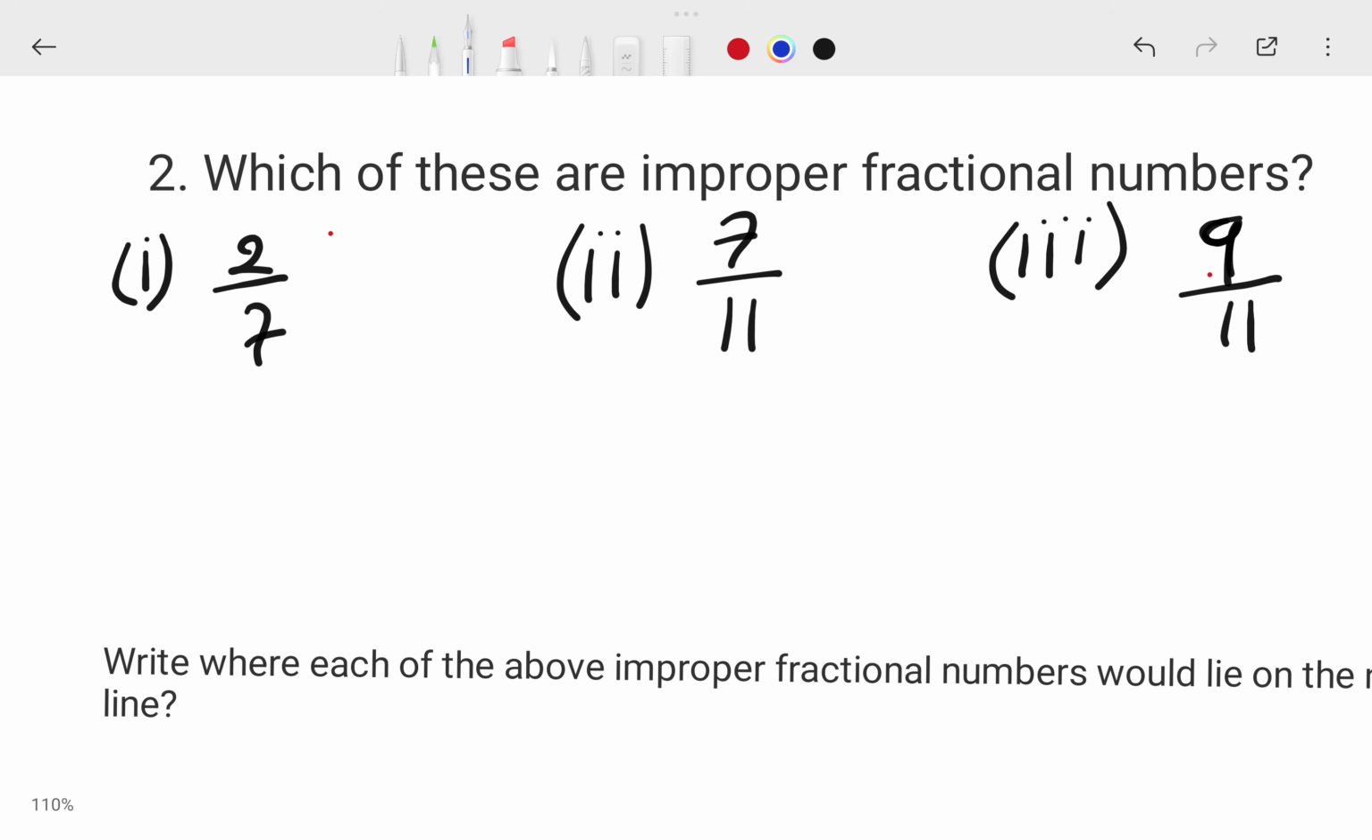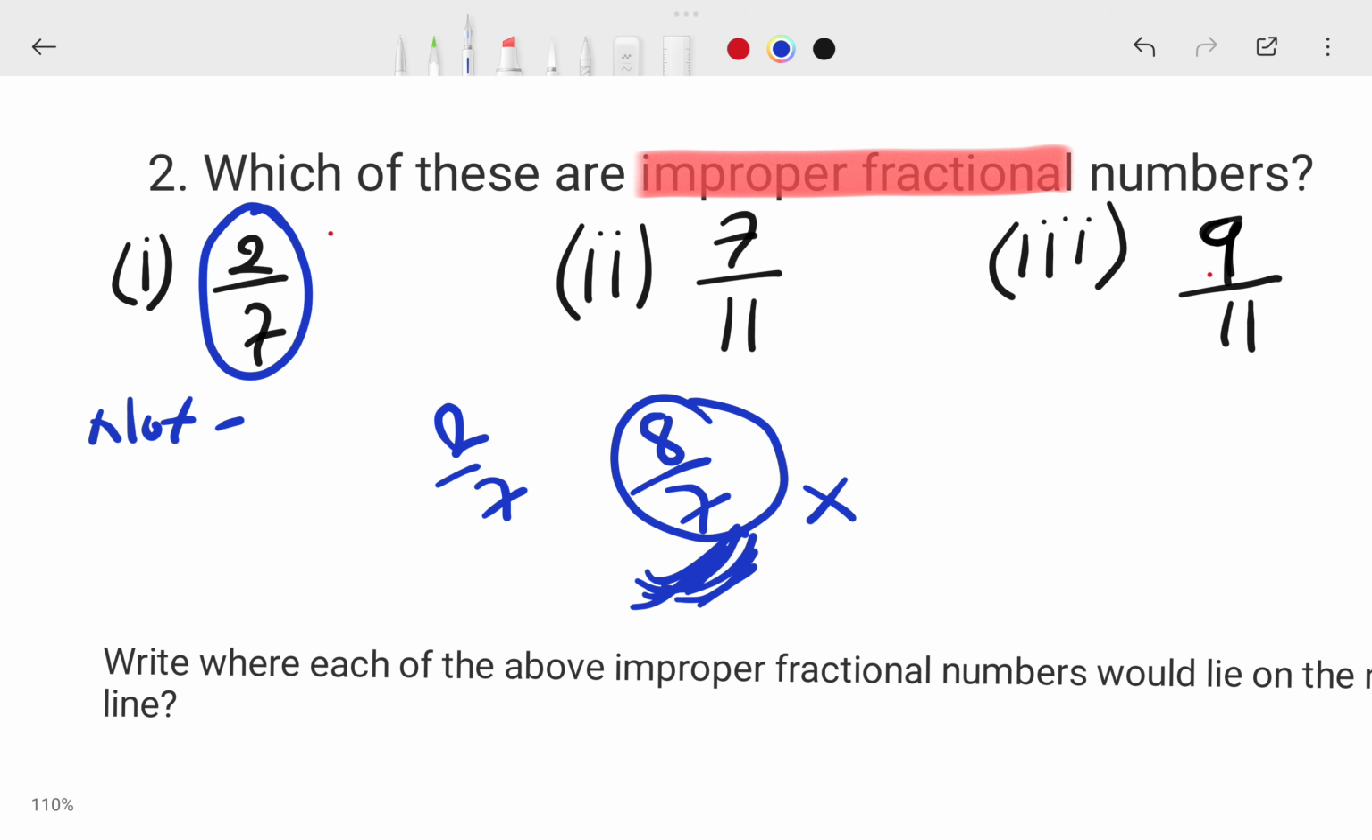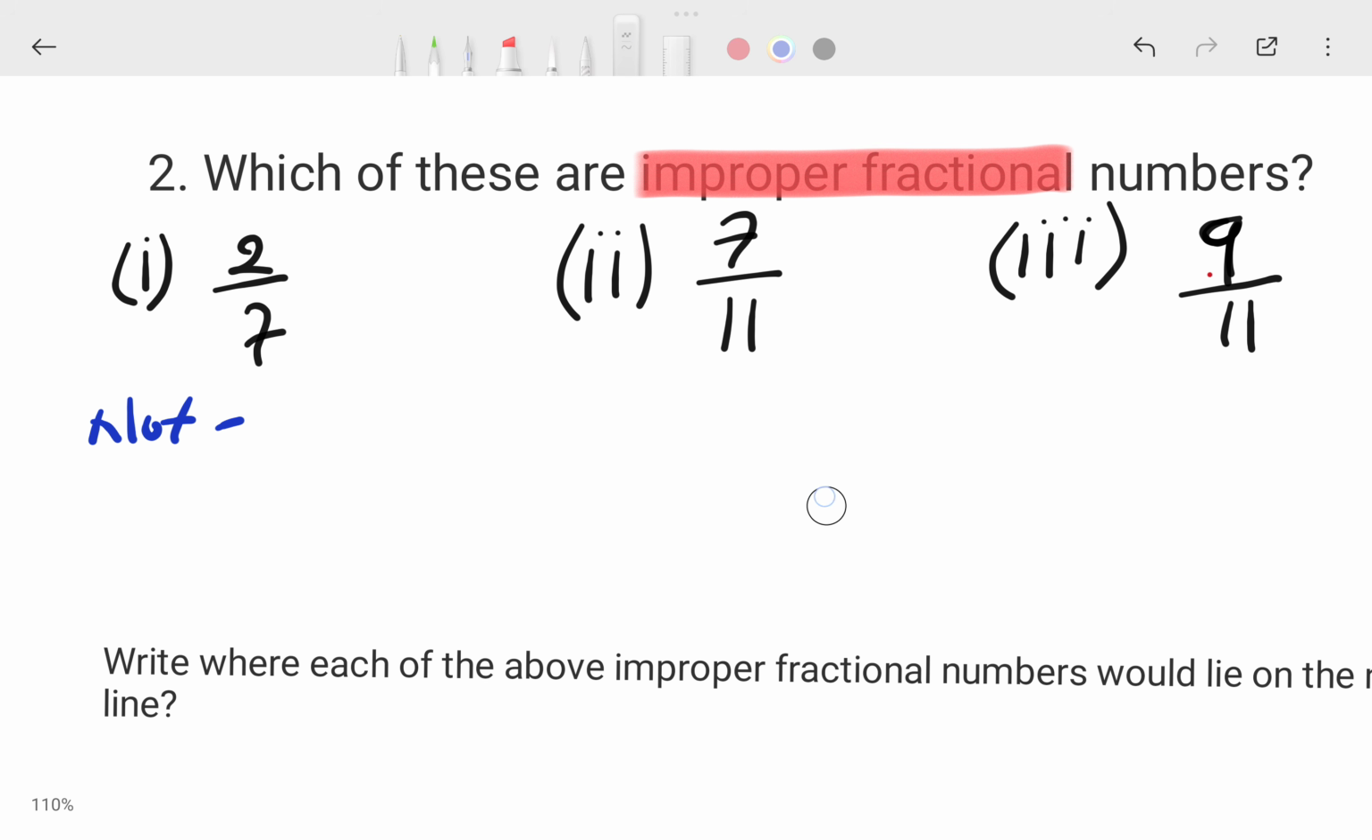But in this question, which of the following is an improper fraction? We have to find the improper one. Is this improper? No, this is not improper, because this is a proper fraction. Out of 7 marks you can get 2. But out of 7 marks, will you get 8 marks? No, it is not possible. So this is improper. This is not proper, so that's why it is improper. But here it is proper, so a proper fraction cannot be improper. Okay? So that's why it is not improper.